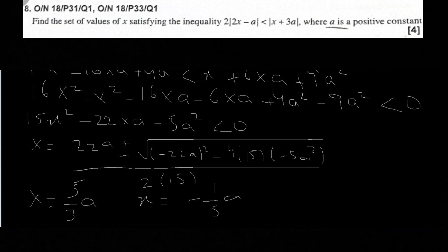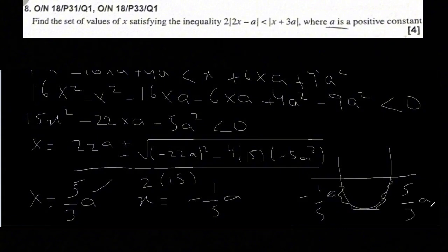For the inequality part, we will sketch the graph, and we need the values where the expression is less than 0. So we will label this graph with −1/5 a and 5/3 a. So we need x to be less than 5/3 a and x to be greater than −1/5 a.